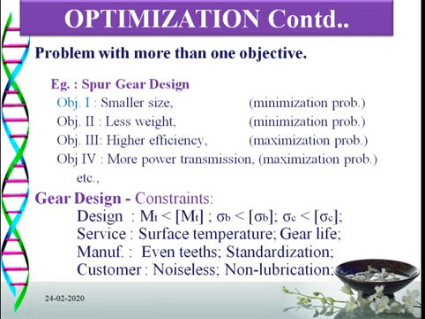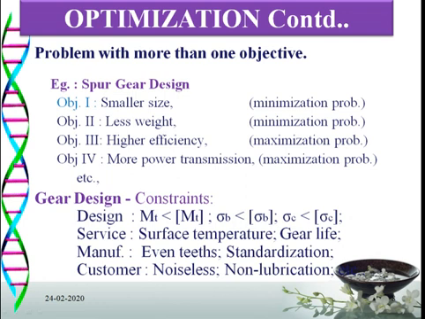My objective is the gear should be very small in size, it should be of less weight, it should give higher efficiency, and it has to transmit more power. The first two objectives are minimization objectives, the second two are maximization objectives. Once you are able to achieve objectives 1 and 2, it is not possible to get objectives 3 and 4 because they are conflicting. So this type of problem is called a multi-objective problem, because minimization is there, maximization is there.